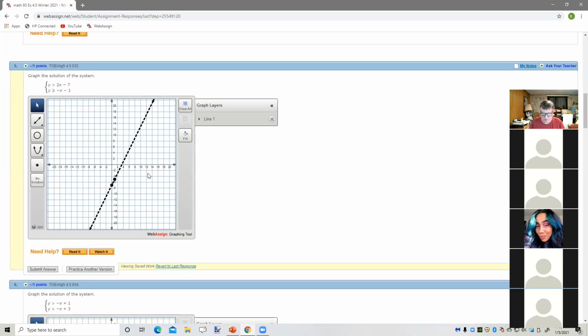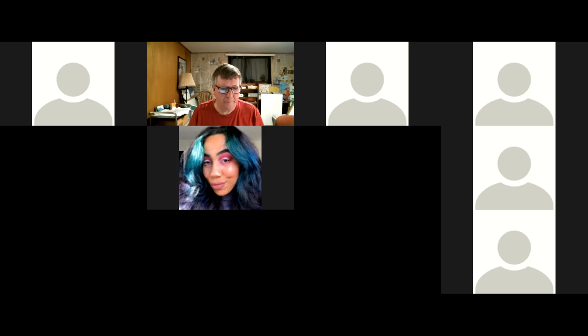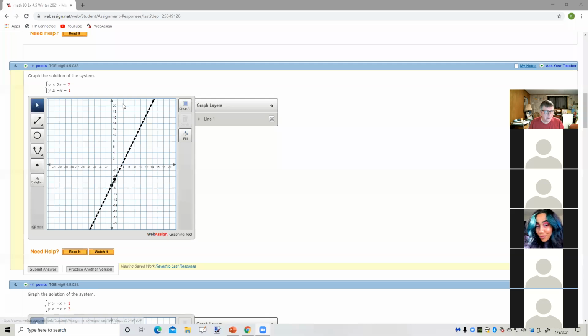All right, let's go to the second one. What was important here was that the y-intercept was -1, the slope was -1, and it does include equals. So again, I click on this until it turns blue. The y-intercept is -1, and the slope is -1, so I'm going to go down 1 over 1. And that line should be solid.